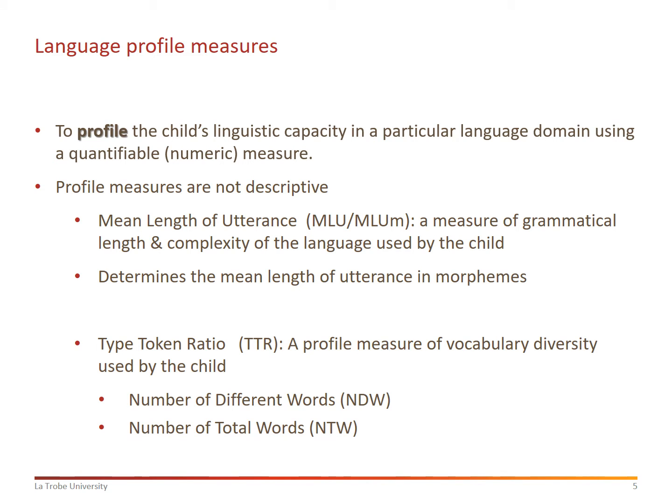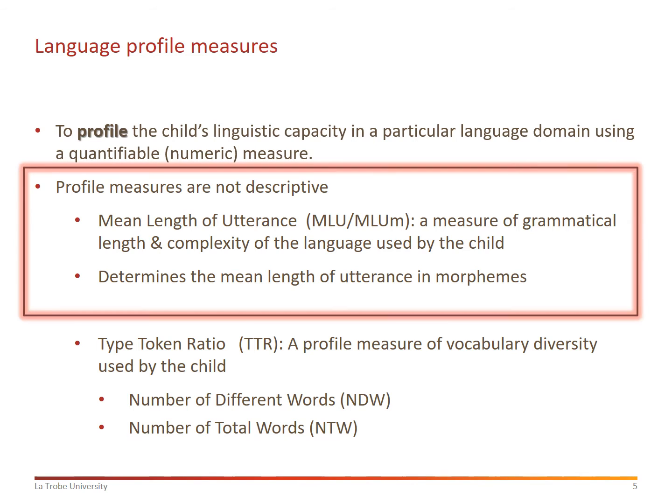Type token ratio, which we're not going to focus on, mainly because it's not used that widely anymore, but I'd like you to know about it, is a profile measure of vocabulary diversity. So it's measuring the semantics, an aspect of semantics as opposed to grammar. It's a calculation combined of the number of different words in the sample divided by the number of total words in the sample. Now, there are steps to calculate that which I'm not going to ask you to do. I just don't think you'll be doing it very much in your clinical work.